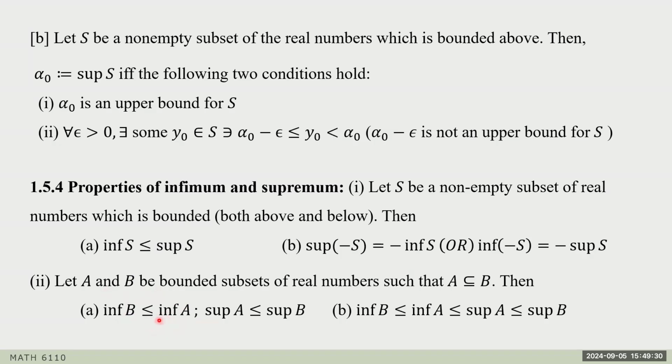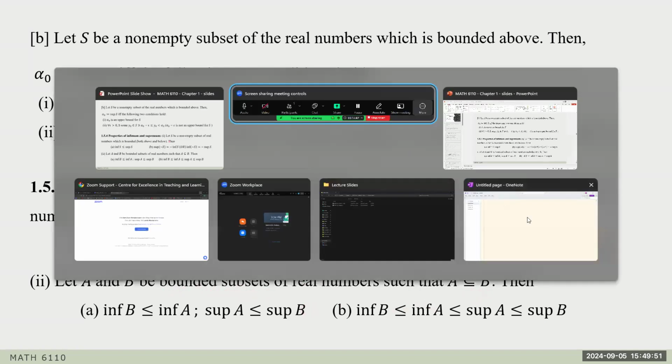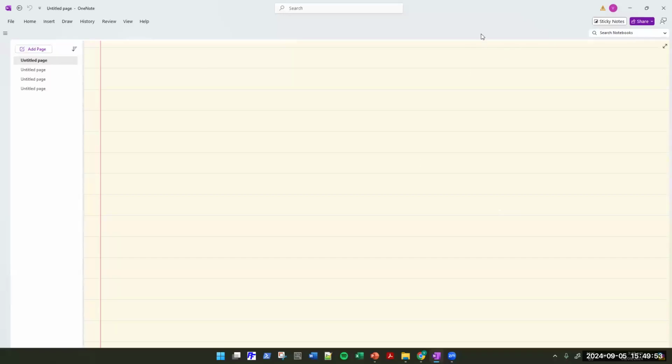So if you think about the natural numbers and the integers, A is the natural numbers. They are inside of B, the integers. Of course, those sets are not bounded. What is a good example? Let me see.